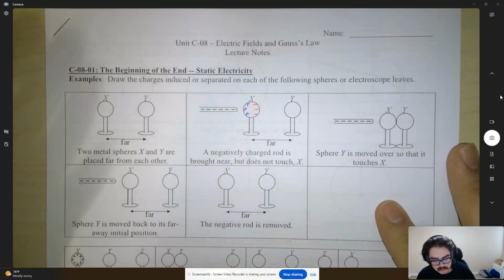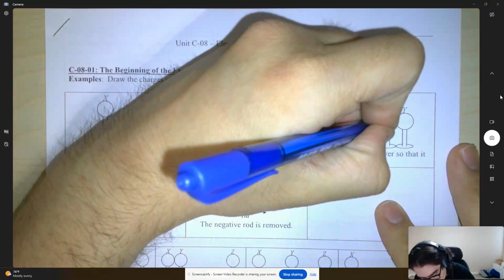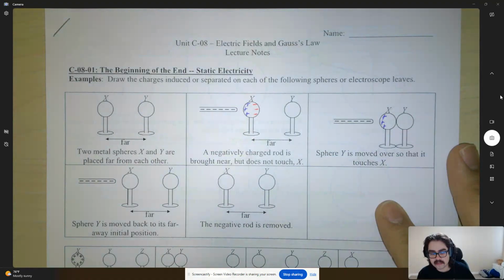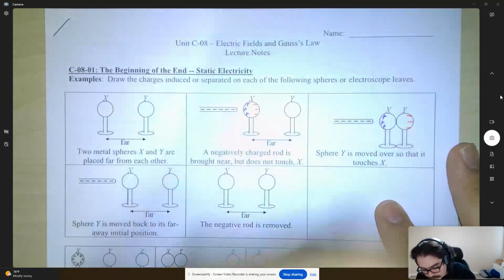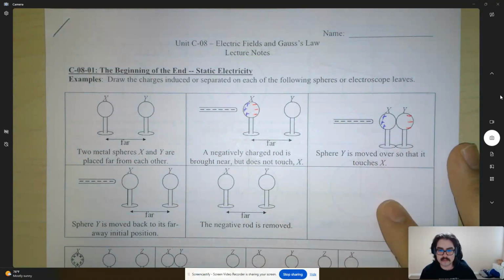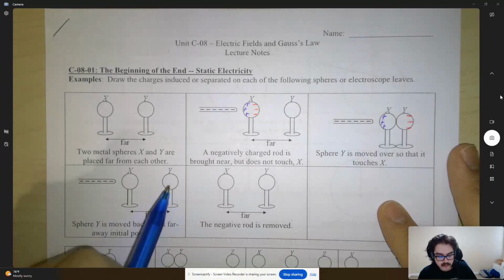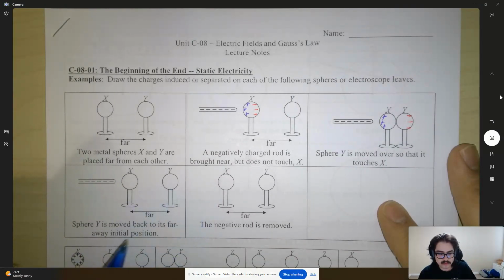And what happens is your positive charges stay over here next to the negative, okay? And then the negative charges realize they can move further from the rod by going into sphere Y. So they're going to go into sphere Y because they're connected now. They're a unified system. And so when we separate the spheres, Y is going to take all the negative charges with it as it goes away.